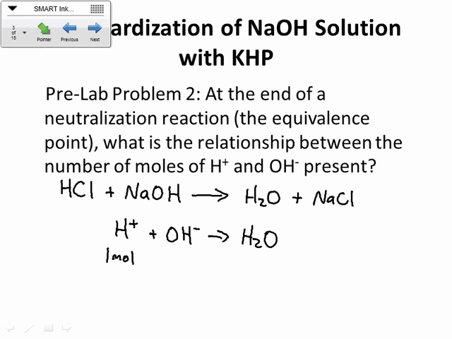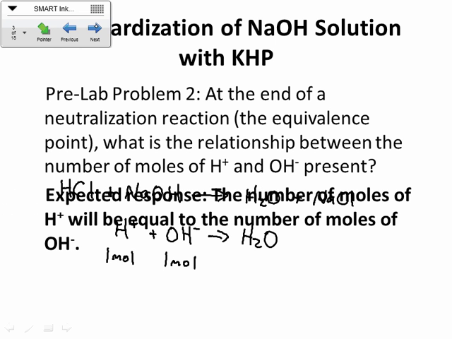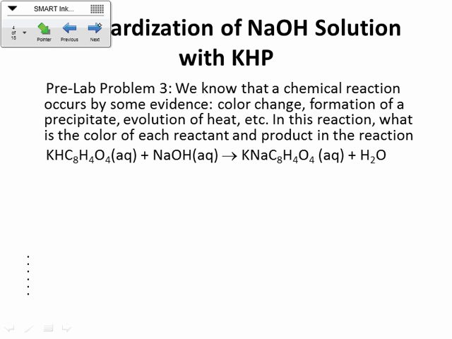Because remember, we're talking about a titration here, right, where we're adding base to the acid. So if you have 1 mole of H plus in your solution, you have to add 1 mole of OH minus to completely neutralize it, right? So at the equivalence point, there should be the same number of moles of H plus and OH minus. Does that make sense? Okay. Number of moles of H plus will be equal to the number of moles of OH minus.